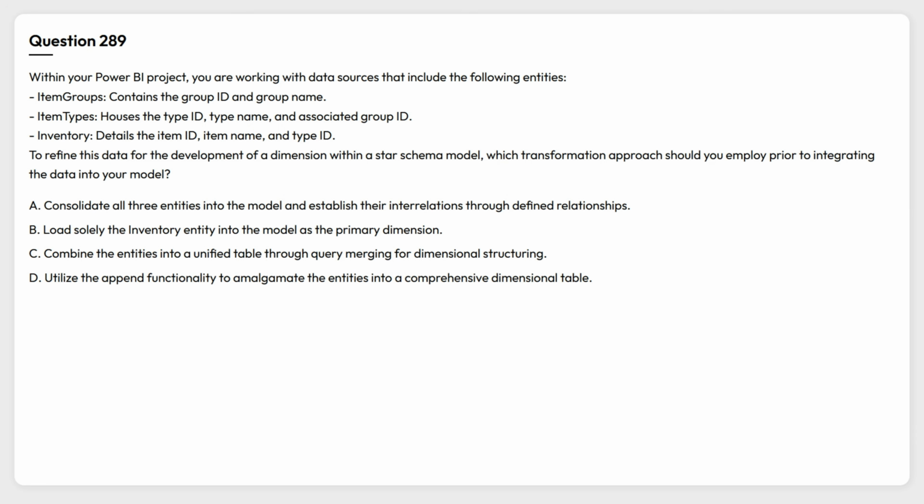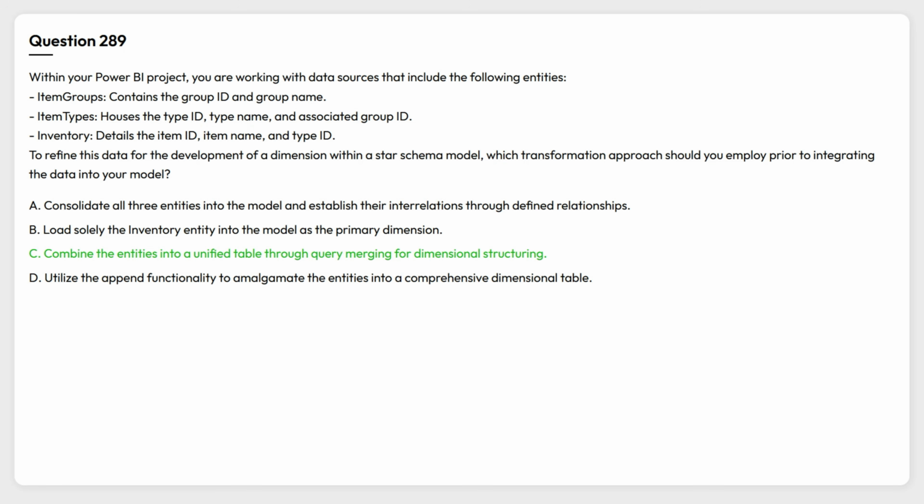Option A. Consolidate all three entities into the model and establish their interrelation through defined relationships. Option B. Load solely the inventory entity into the model as the primary dimension. Option C. Combine the entities into a unified table through query merging for dimensional structuring. Option D. Utilize the append functionality to amalgamate the entities into a comprehensive dimensional table.